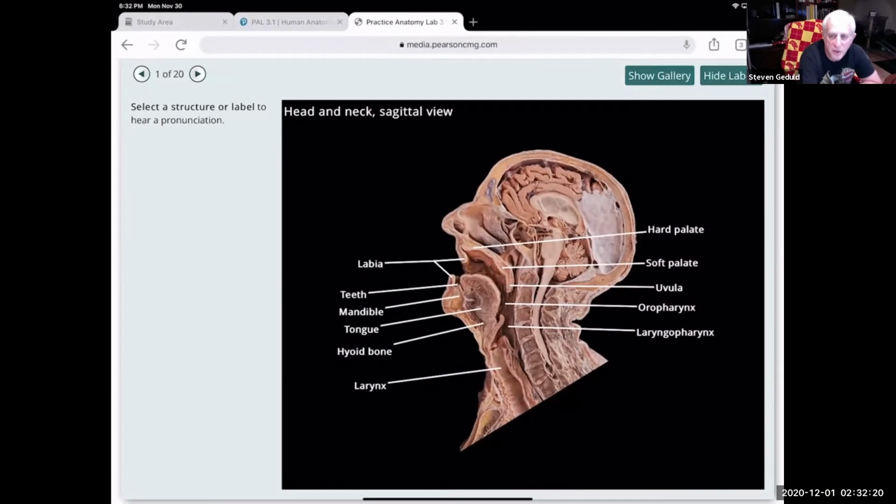If we're looking at a side view, mid-sagittal section, the first part of the digestive tract is the oral cavity. The labia is the mouth, the lips. You can see the teeth on the side view here.